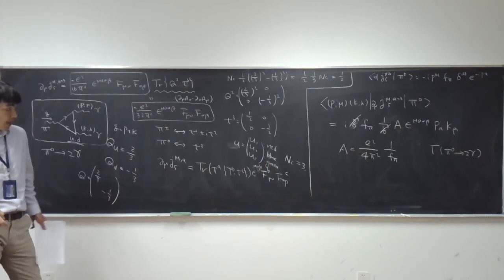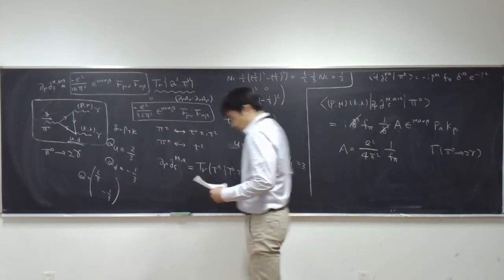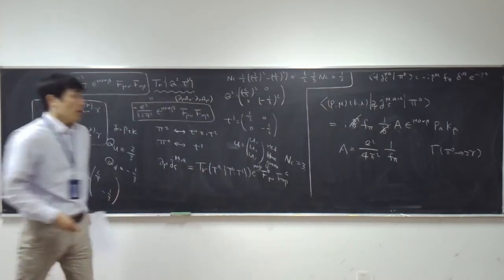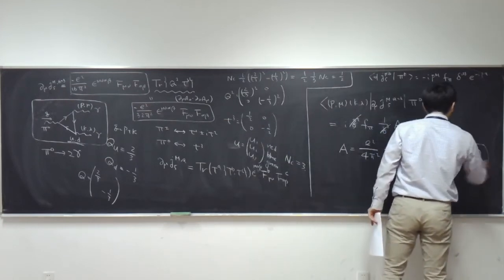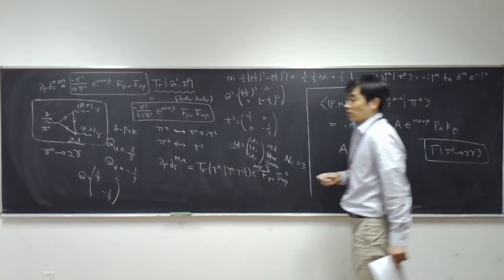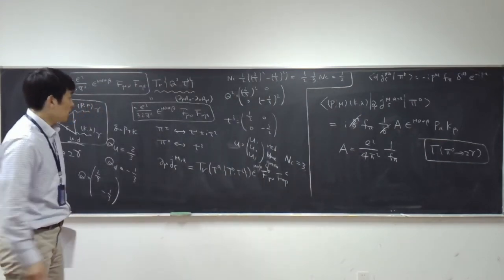So now I understand. So you get the factor of 4 here. And by using this one can just compute the decay rate of this gamma, which is the last problem of the homework.